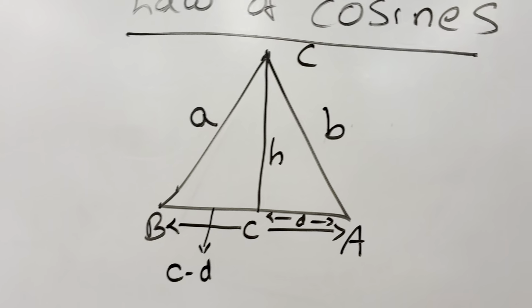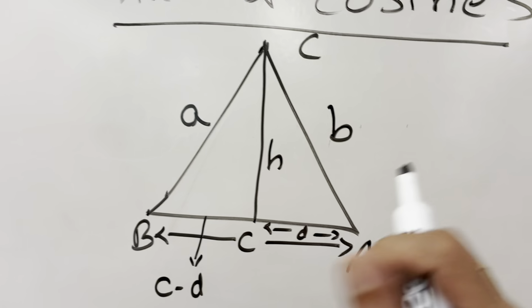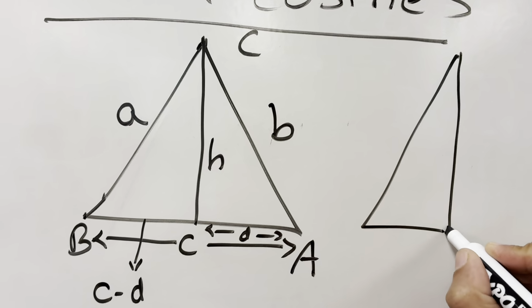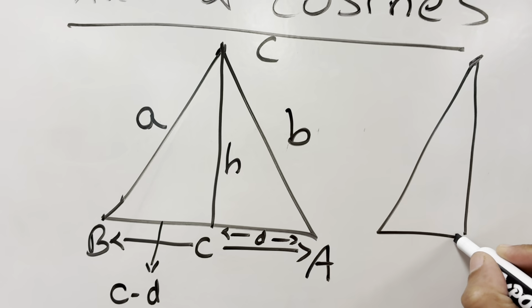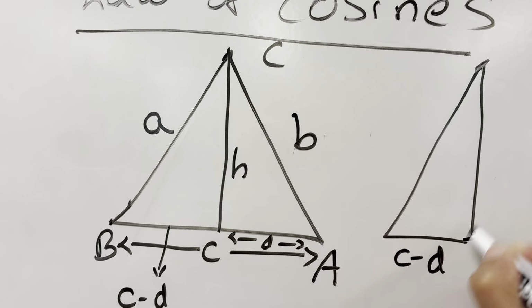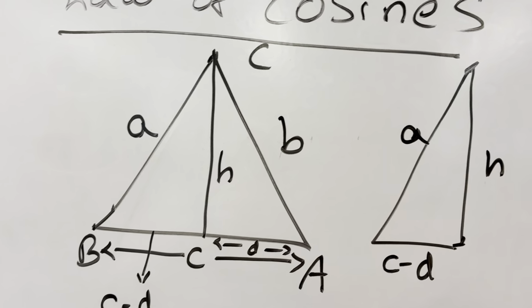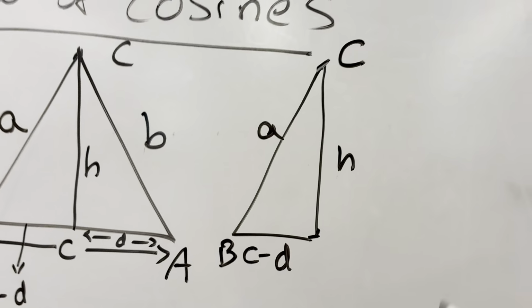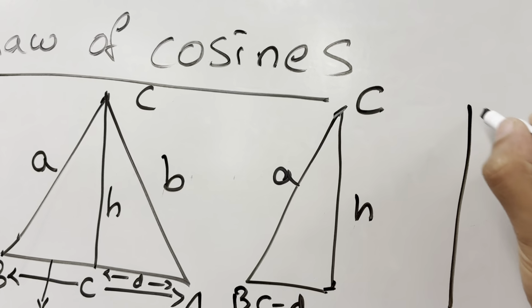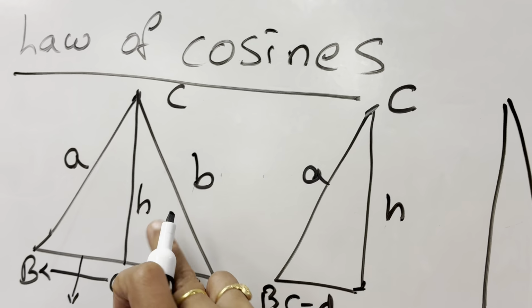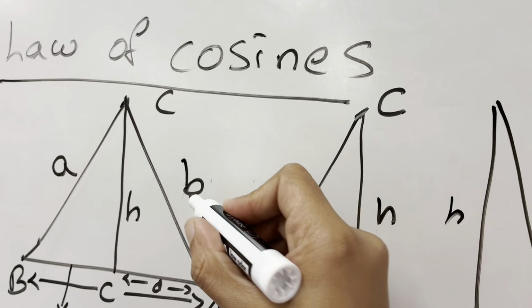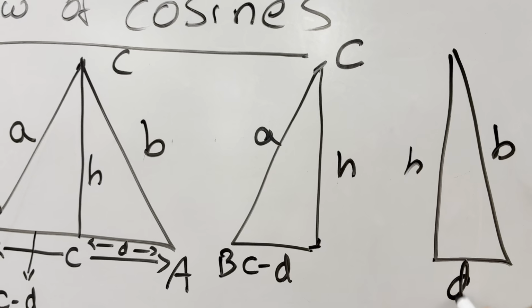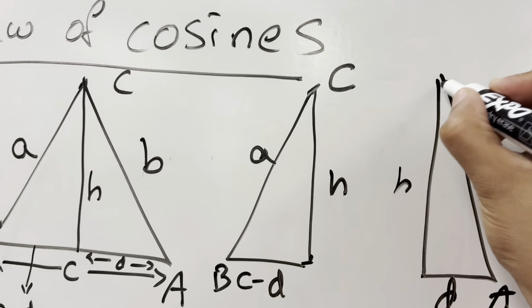Now let's redraw the two right angle triangles here. To the left hand side, I have the triangle with sides c minus d, h and a, and the vertices are B, C. And for the right angle triangle to the right hand side, I have my height here and b, and the side length here is d, and the vertices are A and C.